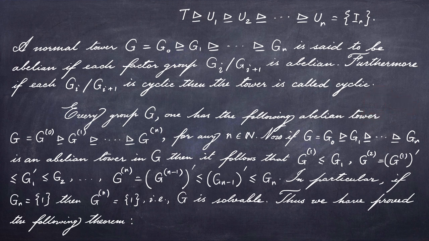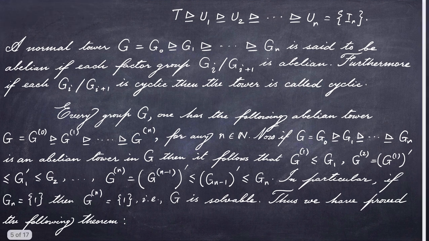So from that it follows that if this is trivial, then the nth derived subgroup of G has to be trivial, that is, G has to be solvable. So what we have seen here is, if we are given an abelian tower in G ending with the trivial subgroup, then the group has to be solvable.